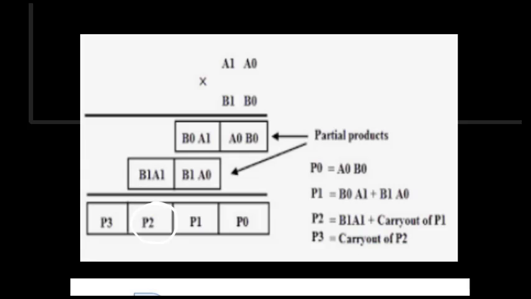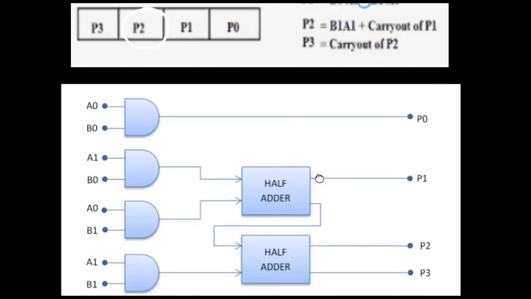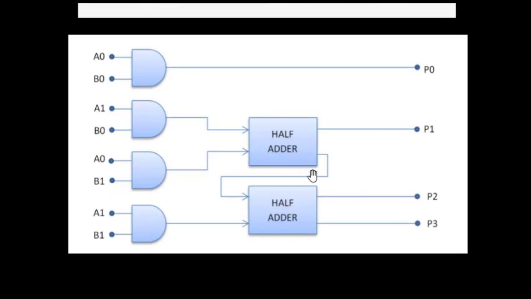So in the first case we require a simple AND gate. Here we require these two AND gates, and we are adding them, so we require an adder circuit which adds these two numbers. Then finally we have B1 A1 ANDed, and it is added with the carry generated by P1. So here we require adders as well as an AND gate. So this is how we implement it. This is the implementation we can see.